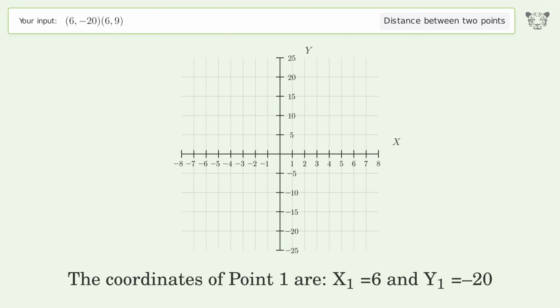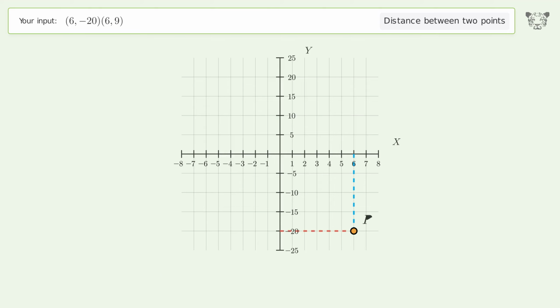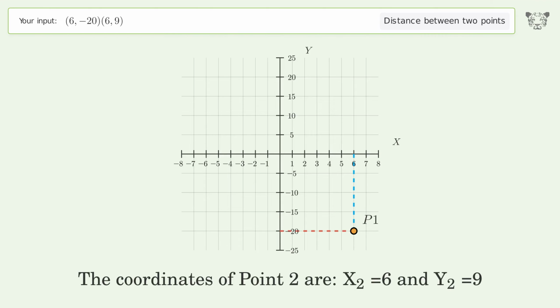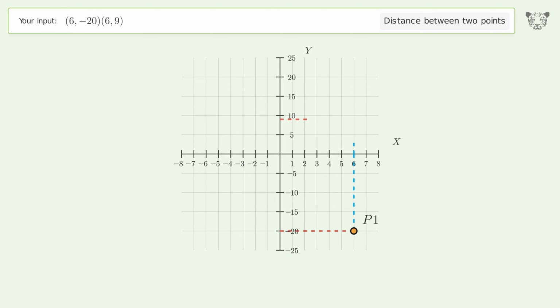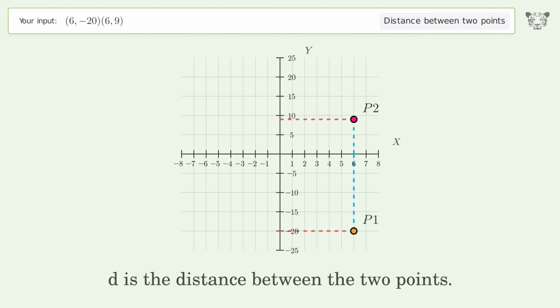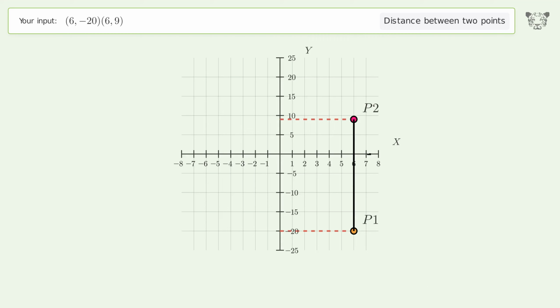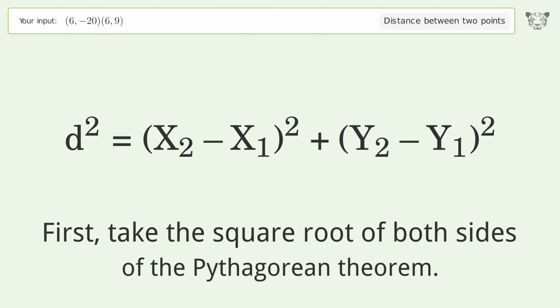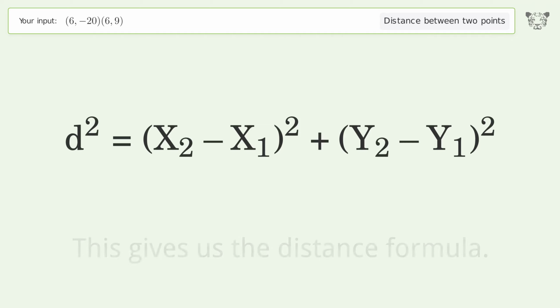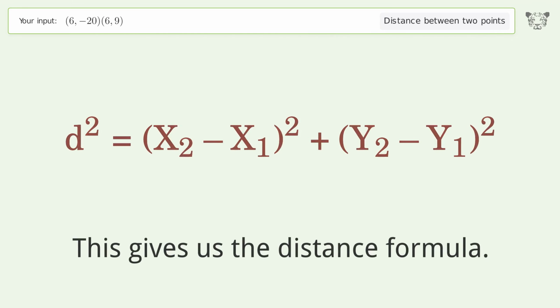The coordinates of point 1 are x1 equals 6 and y1 equals -20. The coordinates of point 2 are x2 equals 6 and y2 equals 9. D is the distance between the 2 points. First, take the square root of both sides of the Pythagorean theorem. This gives us the distance formula.